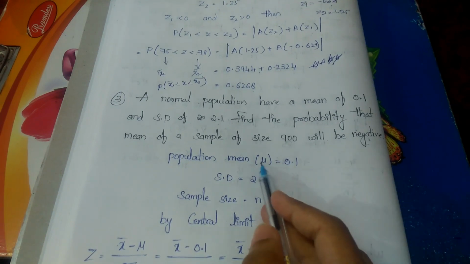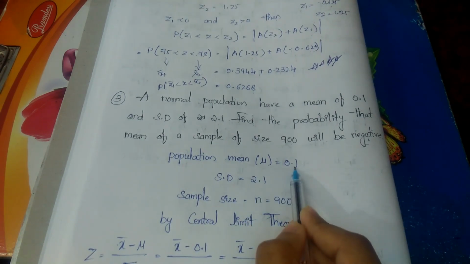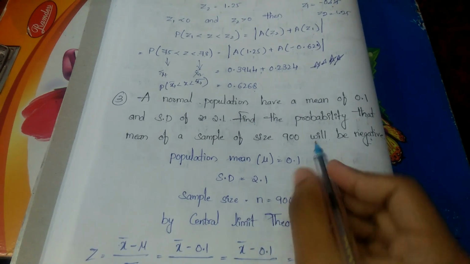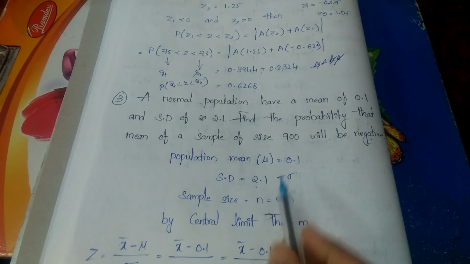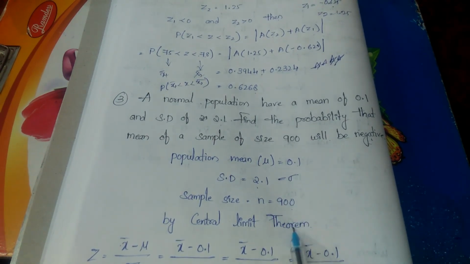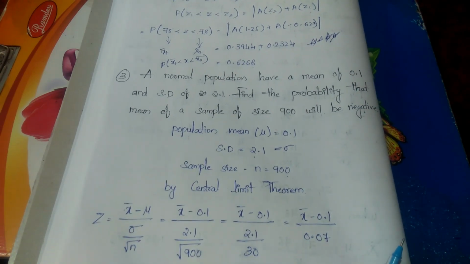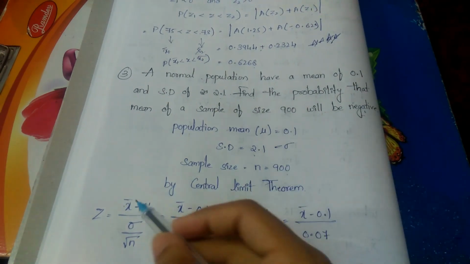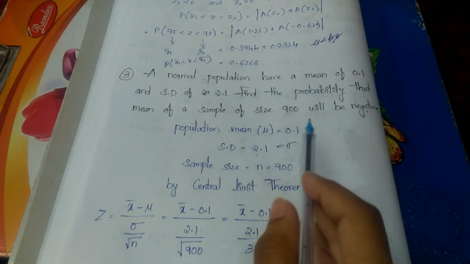So first, population mean mu is equal to 0.1, the standard deviation sigma is 2.1, and the sample size n is given as 900. Now by the central limit theorem we have the formula z is equal to x bar minus mu divided by sigma by root n. We don't know the x bar value. The x bar value is not given in the problem.